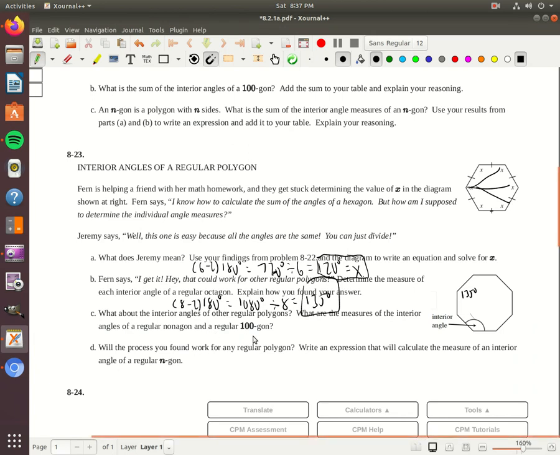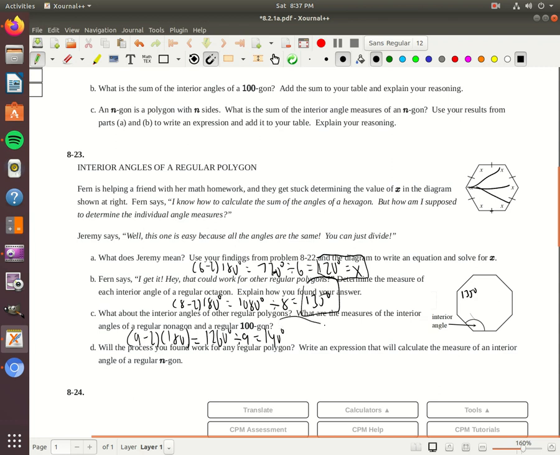So if I have a 9-sided shape, we're going to say 9 minus 2 times 180 is going to be 7 times 180. Again with the calculator. We're going to get 1,260 degrees. I'm going to divide that by 9 sides, and I'm going to get 140 degrees.